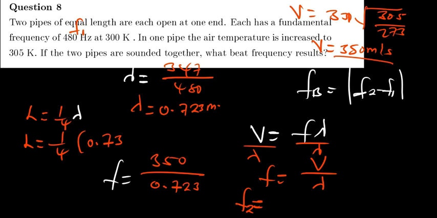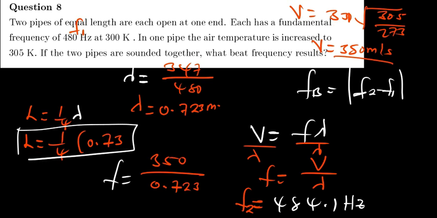So I'm getting 484.1 hertz. Now that I have frequency 1 and frequency 2, if you want, you can first find the length, but that is a long process. You can find the length and then replace lambda with 4L, four times the length, which is the same as just using lambda.